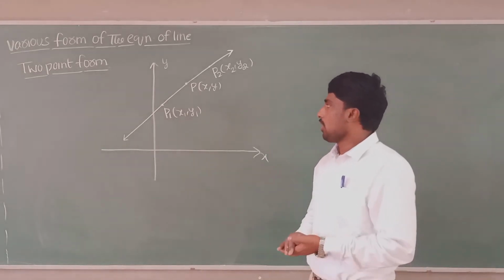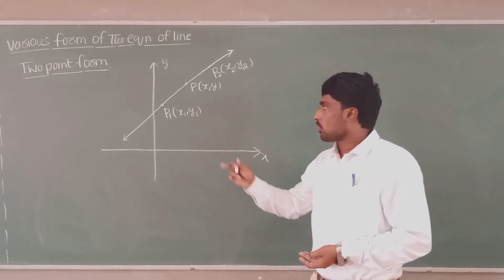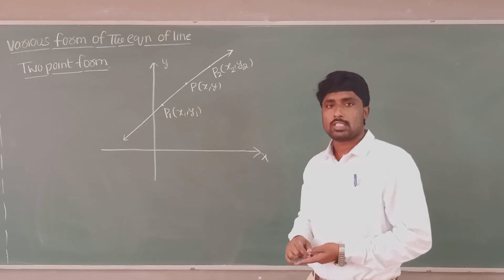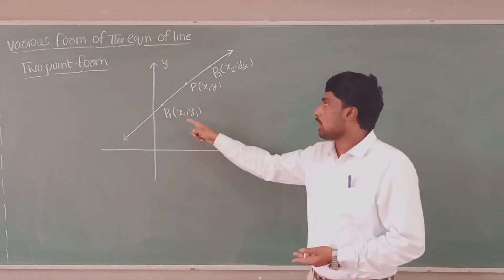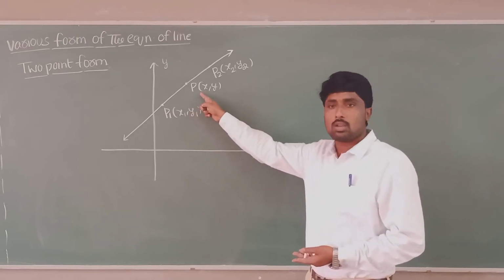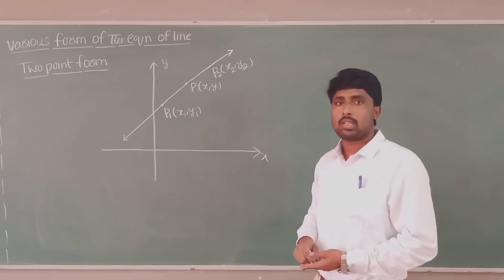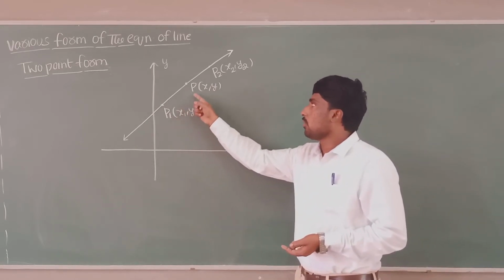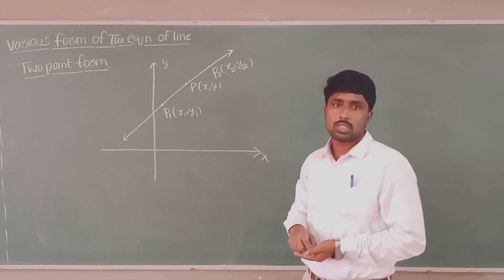Now if you observe clearly, these three points lie on a line. If three points lie on a line, those three points are collinear points. If those three points are collinear, the slope of P1P is equal to the slope of P1P2. Once again I am repeating, if three points are collinear, the slope of P1 to P equals the slope of P1 to P2. Is it clear, everyone?